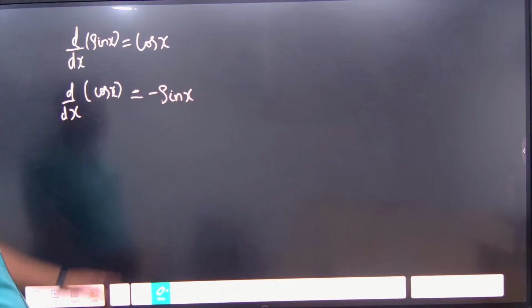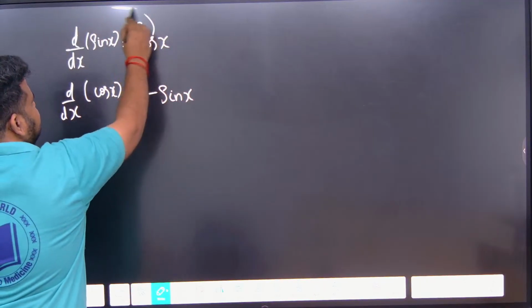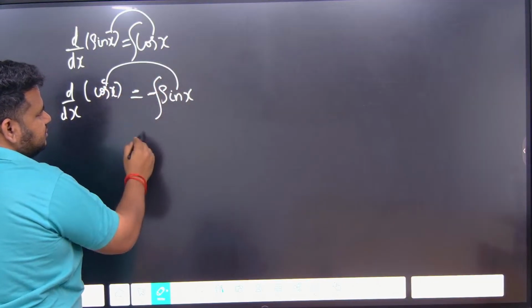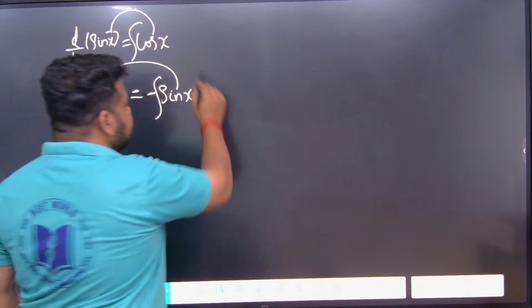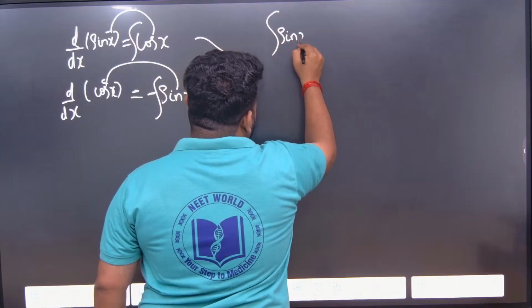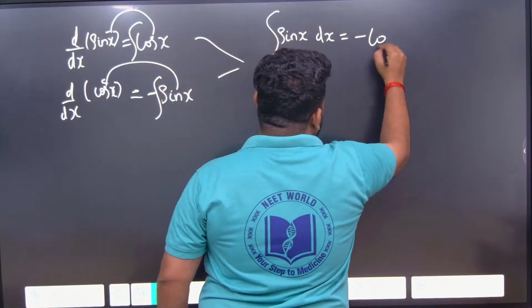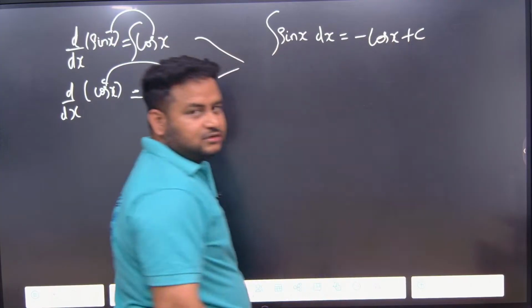Now if I integrate this, definitely I should get this. So if I integrate cos x, I am getting what? Sin x. If I integrate sin x, I am getting what? Cos x, but minus is also there. So integral of sin x will become what, friends? Minus cos x. So I can summarize and write: integral of sin x dx is equal to minus cos x. But we have to write plus c, constant of integration.